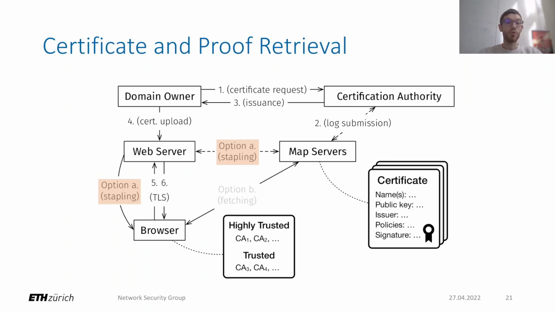Here you can see an overview of the complete system. All policies for a domain, including the cryptographic proof of a map server, must be delivered from the map server to the browser. There are different options for retrieving this data. In option A, the web server provides this data during the HTTPS handshake, similar to OCSP stapling. In option B, the browser fetches this data either directly from the map server or via DNS to improve privacy.